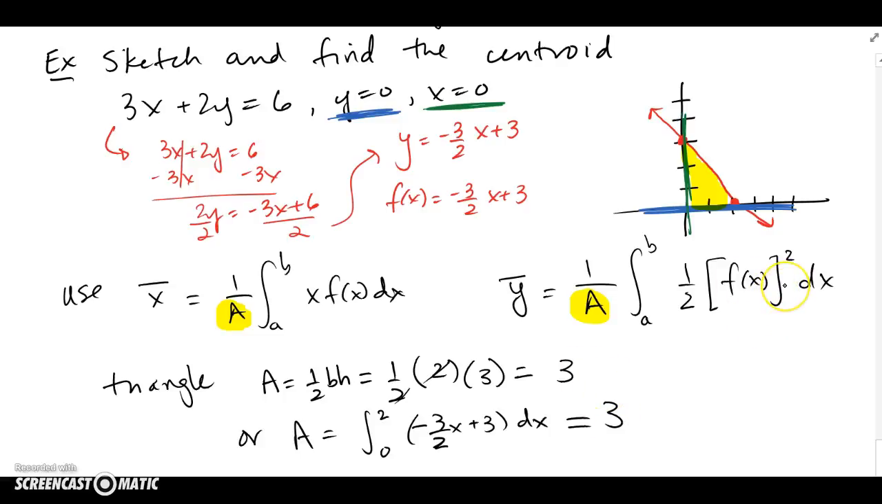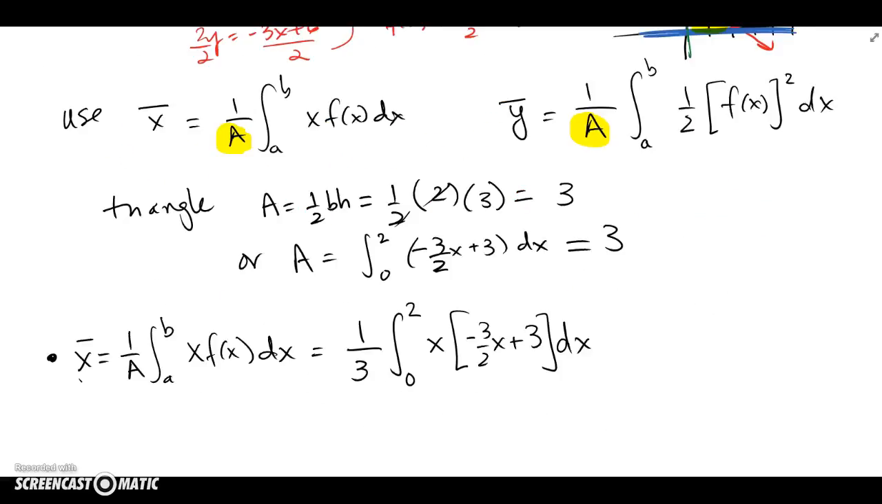So it's really a bunch of evaluating integrals. So I'm going to focus on x bar first. It's just 1 over the area times the integral of x f of x dx. So the area we found to be 3, so 1 over 3, from 0 to 2.